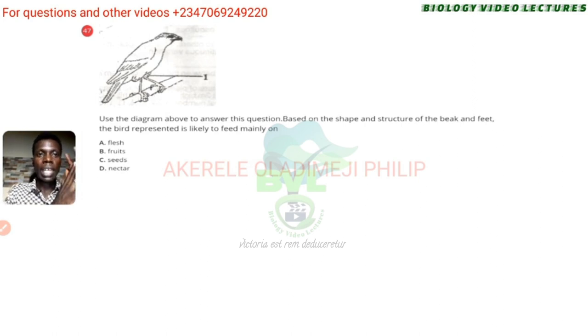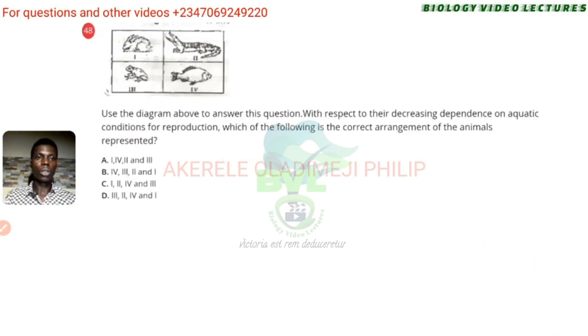Now, use the diagram above to answer this question. Based on the shape and the structure of the beak and feet, the bird represented is likely to feed on. Now, this is a hooked beak, and the claws or the feet are also hooked. It's going to feed on flesh. Example could be your eagle or the hawk, so to say.